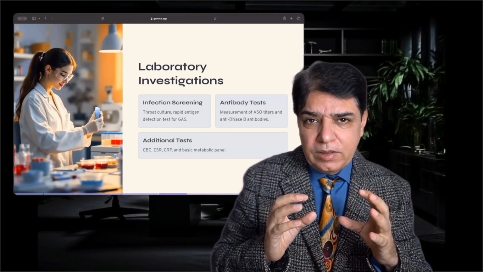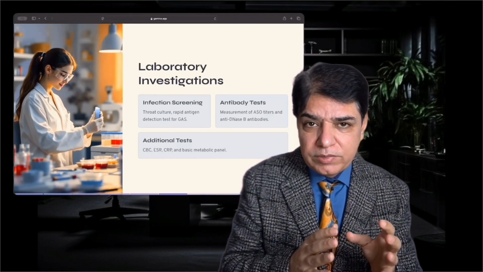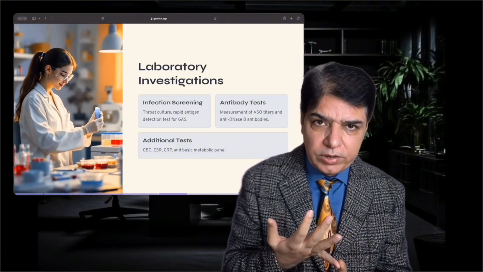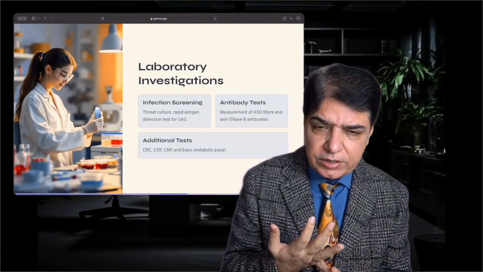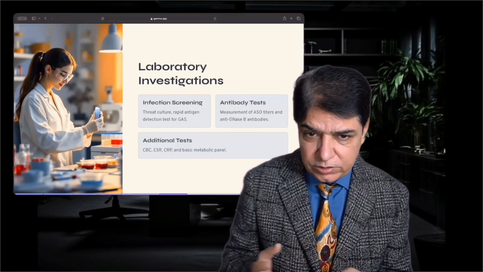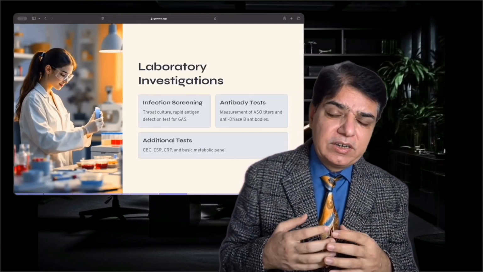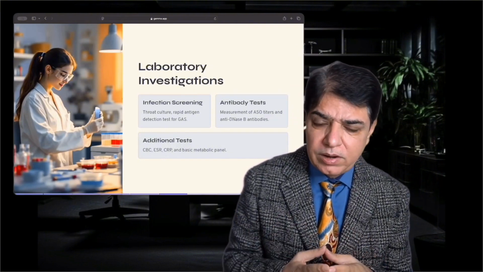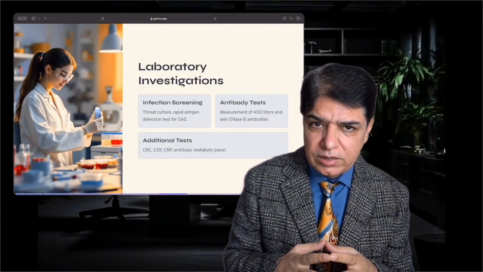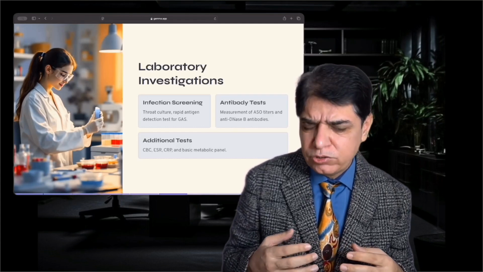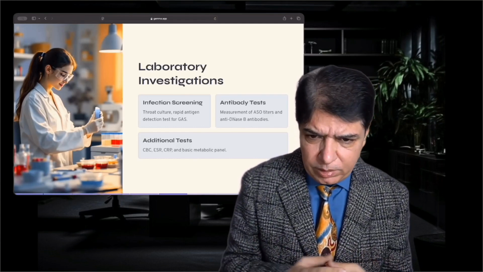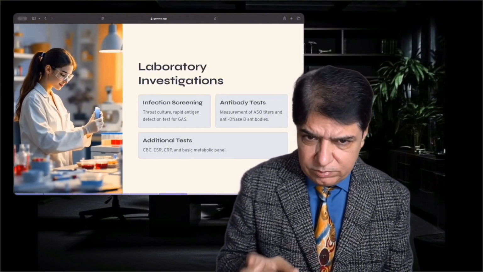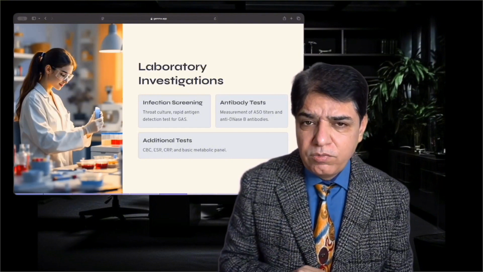If there is no evidence of active infection, you want to see if there is something which might be indicative of a recent infection in the past. For example, you can do ASO titers, and you can check the anti-DNase B antibodies to see if there has been infection in the recent past. Some of the additional tests that can be done to rule out infection are your full blood count or complete blood count, the ESR and CRP, which are the inflammatory markers, and a basic metabolic panel, which gives you liver profile, UNEs, and so on.